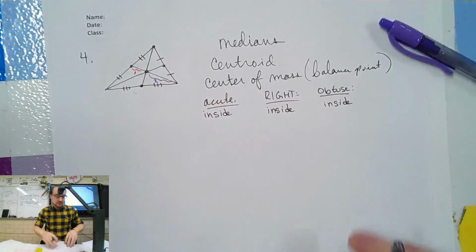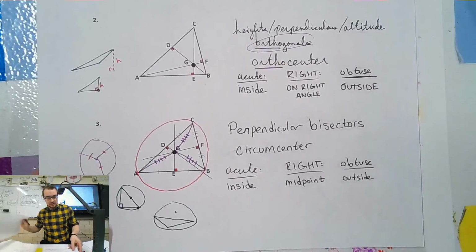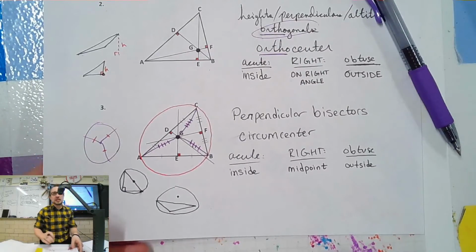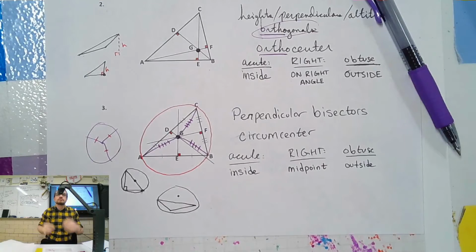Medians. Angle bisectors. Orthogonals. Perpendicular bisectors. Are we leaving any out? I think we're good.